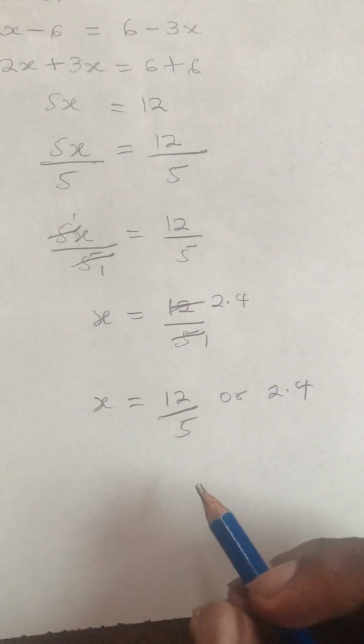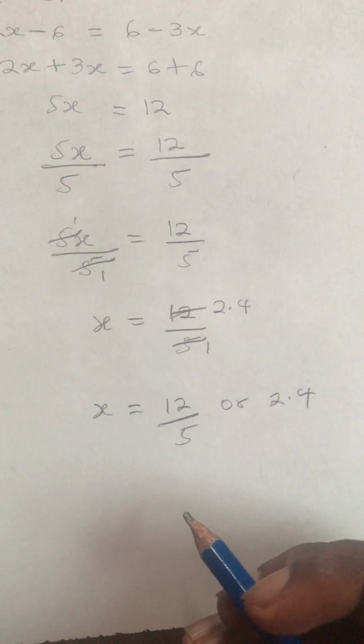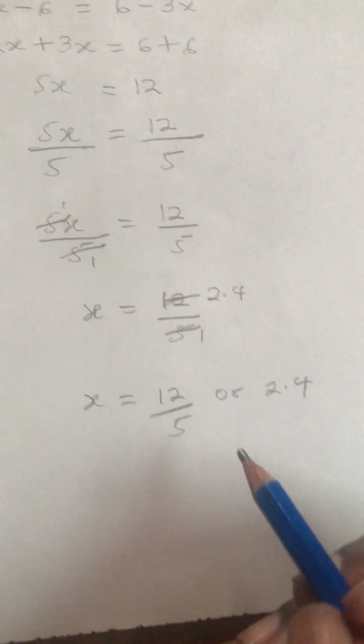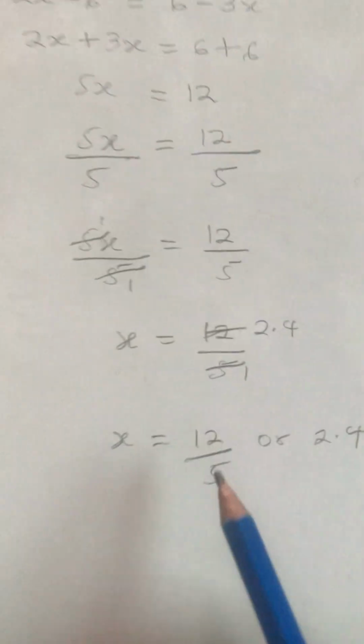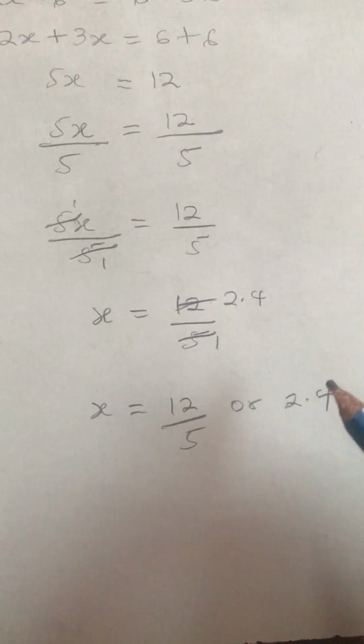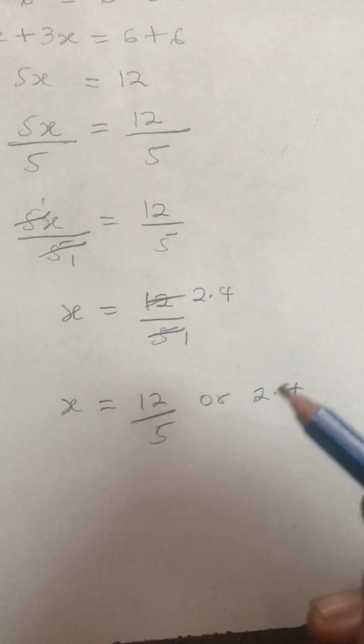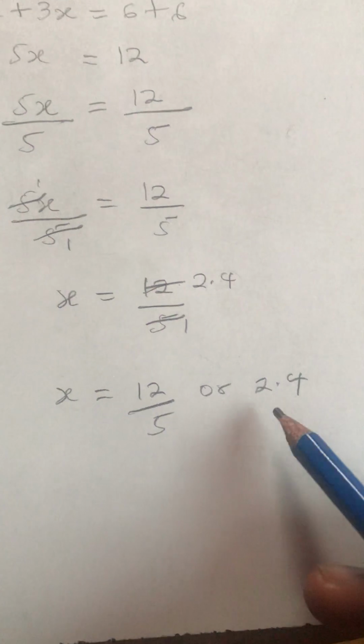Depending on the rubrics of the question, what the question demands, if the question demands the answer to be in fraction, the correct answer is 12 over 5. If the question demands the answer to be in decimals, the correct answer is 2.4.